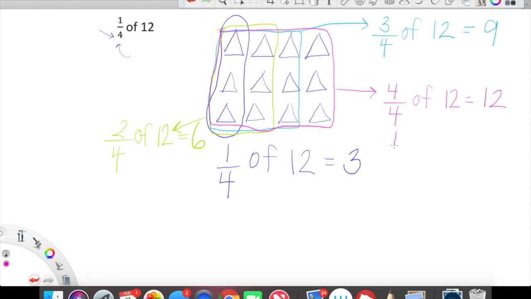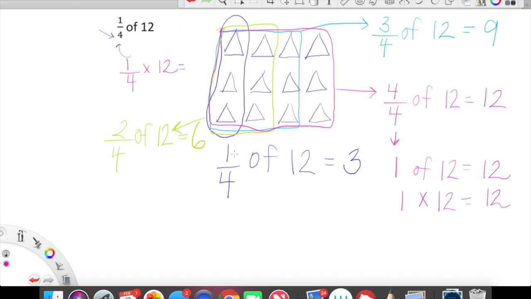4/4 of 12. You guys, what's another way of saying 4/4? Well, it's 1 whole. 1 whole of 12 seems sort of strange, but 1 whole of 12 is equal to 12. Think about what operation we can replace of with in order to make that statement true. Well, 1 times 12 is equal to 12. So you guys, finding a fraction of something, what we're actually doing behind the scenes is we're multiplying the fraction by the whole number. See what's going on here?